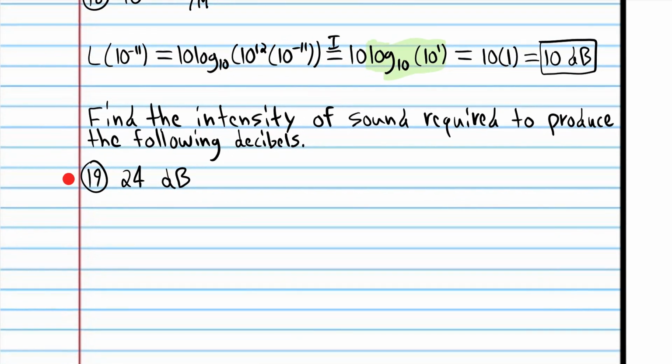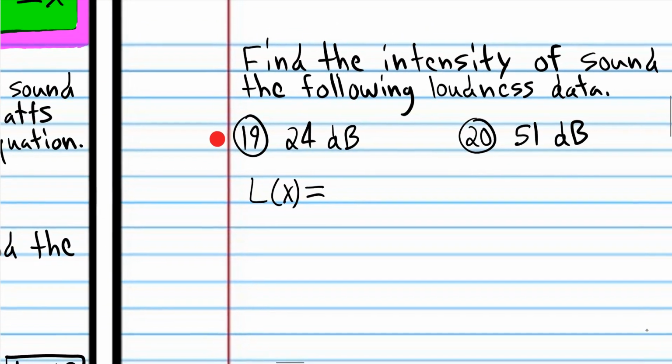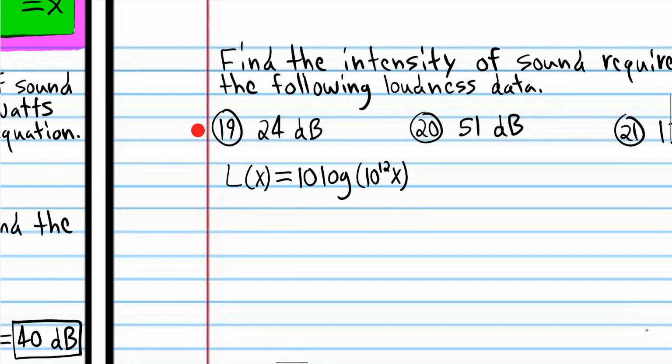So now we're going to go in the opposite direction. Now we're given the loudness, and we're asked to find the intensity of the sound. So we're going backwards here. So let's write our equation for the loudness. Physicists define the loudness to be 10 times log base 10 of 10 to the 12th times the intensity of the sound.